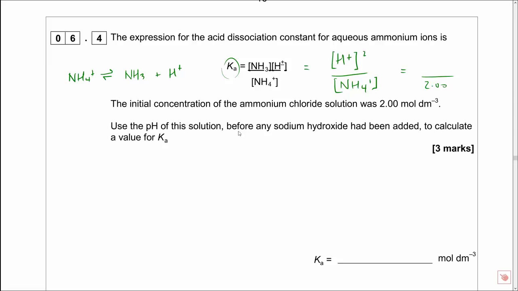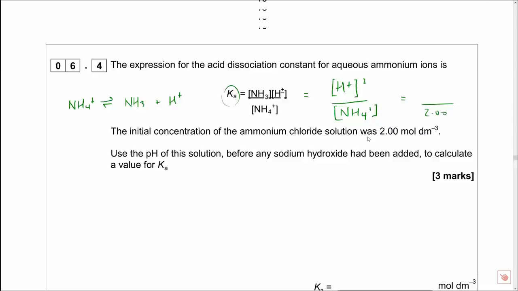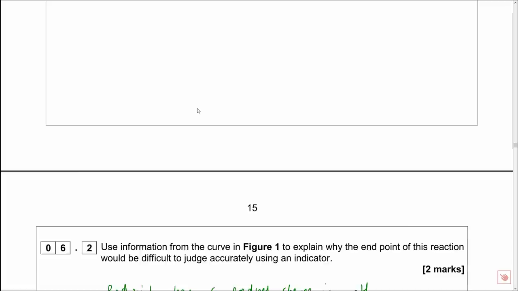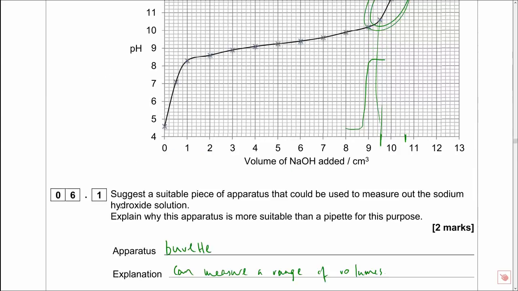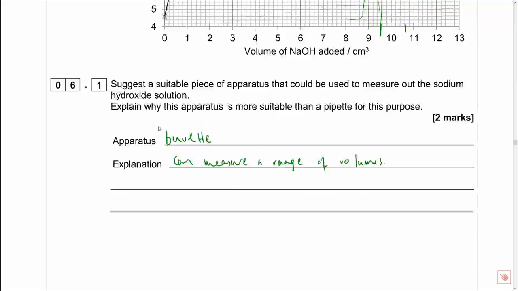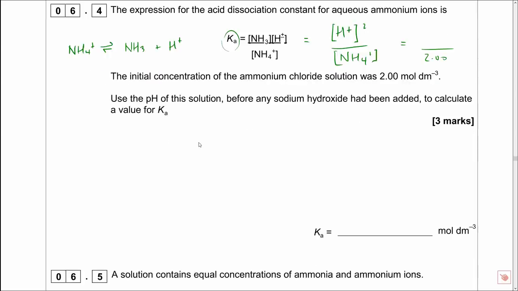We just need to work out what this is going to be. Well, you can work out what your H+ is, because you are told to use the pH of the solution before any sodium hydroxide has been added. So no sodium hydroxide being added would be a value of 0, and we've got 4.6. So 4.6 is our pH initially. Scroll back down. So we're looking at pH equals 4.6.